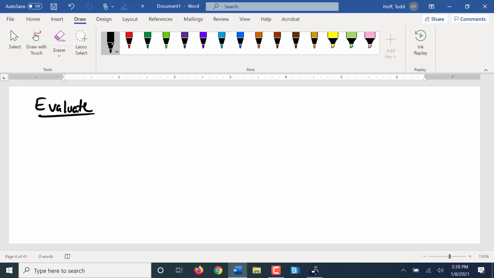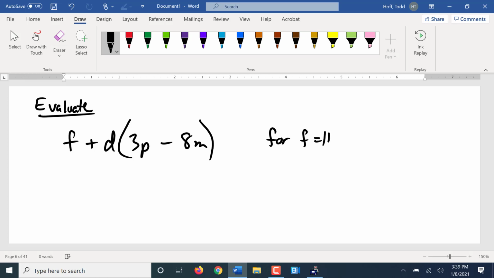So evaluate f plus d times 3p minus 8m for f equals 11, d equals 4, p equals 7, and m equals 2.